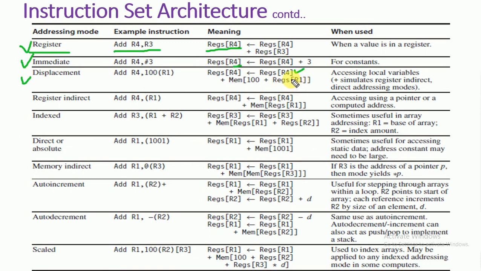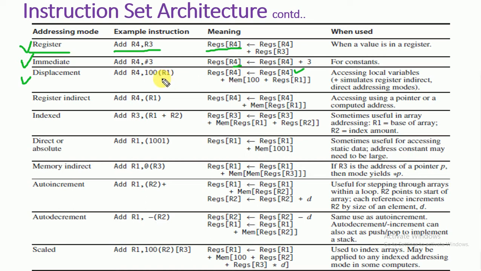So register R1 has a value available. With that value, an offset 100 will be added. Then we get another value, a memory address, and there will be some value at that address. That value will be added with register R4 and the result will be stored in register R4.